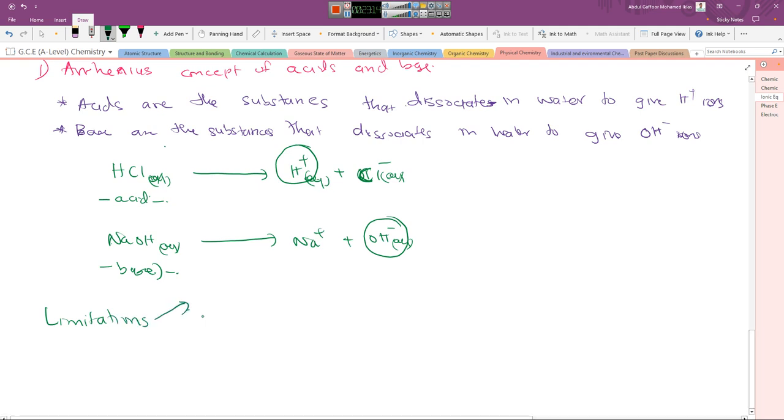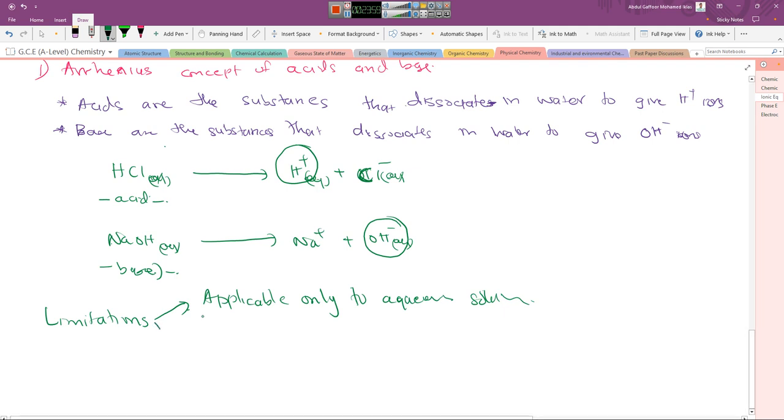The first limitation is that they are applicable only to aqueous solutions, right? For example, if you want to talk about BF3 and ammonia, ammonia can be in the gaseous state, so we cannot say that in the gaseous state ammonia will produce H plus or OH minus. In that context we cannot argue. So the limitation is that this concept is applicable only to aqueous solutions.